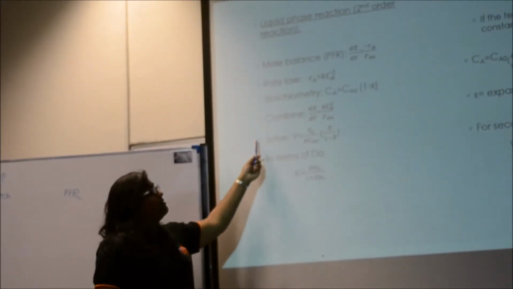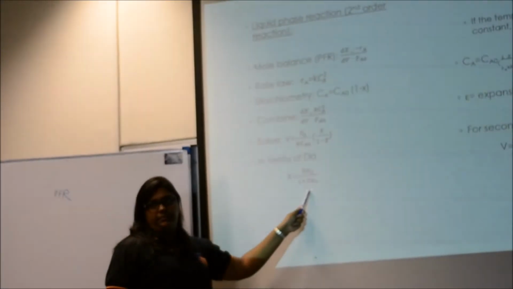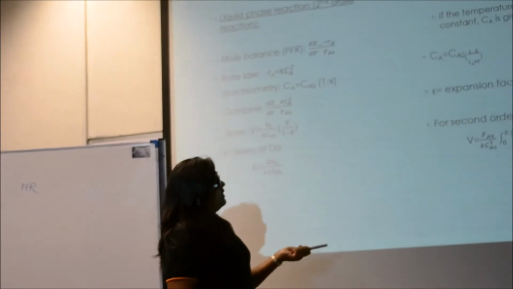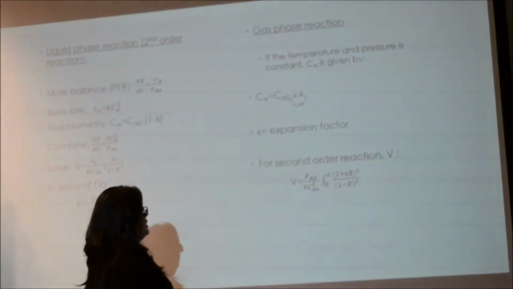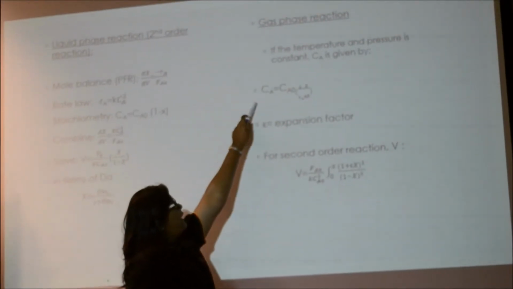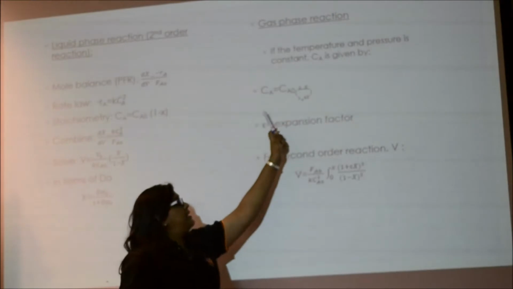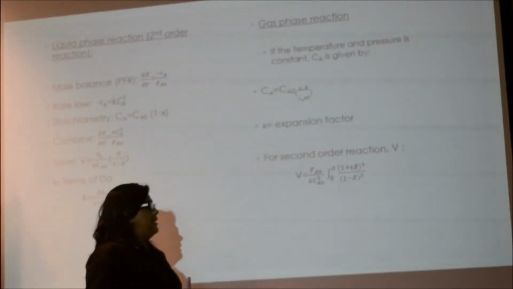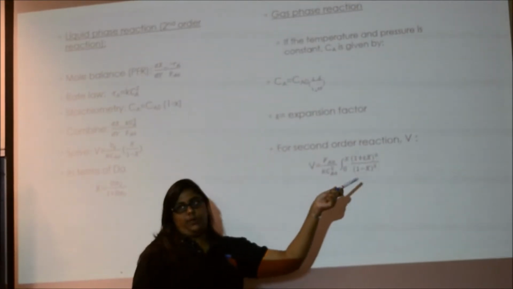But since this is a liquid phase second order reaction, you can express this in terms of the Damköhler number. And in your gas phase reaction, if your temperature and your pressure are constant, then you can use this equation to find your concentration. The epsilon here is actually known as the expansion factor. But if it is a second order reaction, you can use this equation.